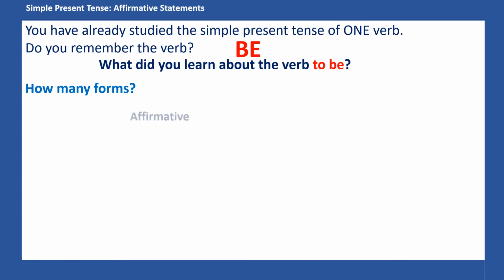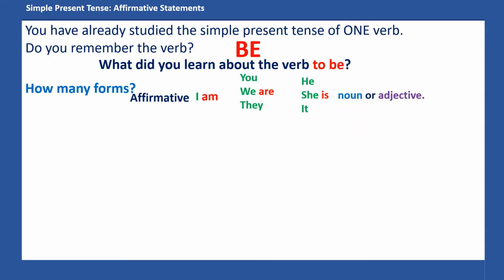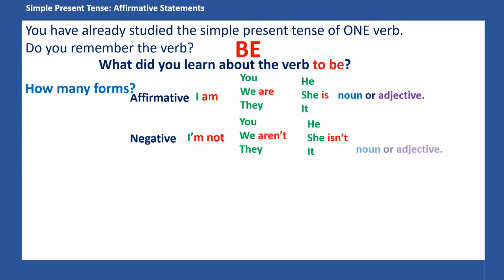So in the affirmative, we say, I am, you are, we are, they are, he is, she is, it is. And then we have the noun or adjective. In the negative, we say, I'm not, you aren't, we aren't, they aren't, he isn't, she isn't, it isn't. And then you have the noun or the adjective.